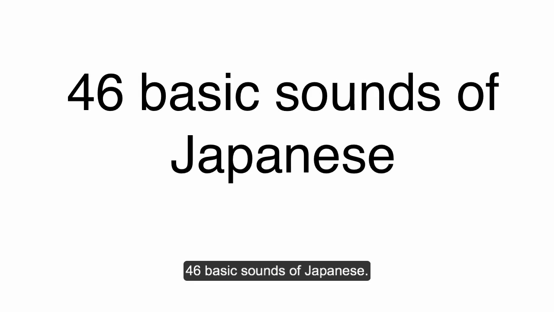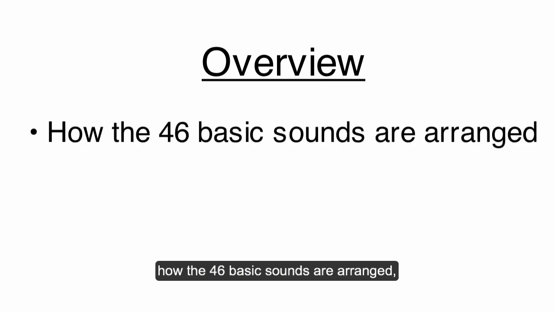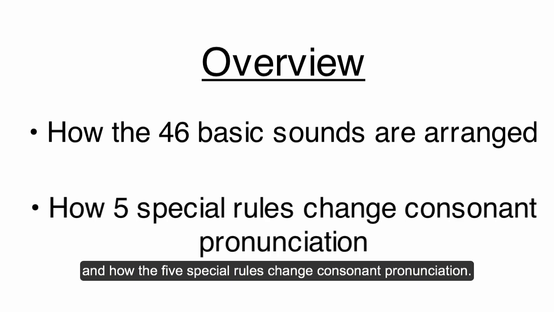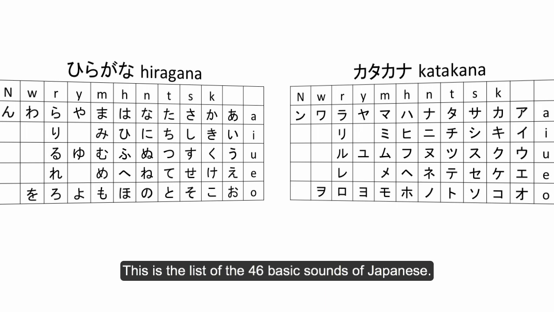46 Basic Sounds of Japanese. This video will guide you on how the 46 basic sounds are arranged and how the 5 special rules change consonant pronunciation. This is a list of the 46 basic sounds of Japanese.